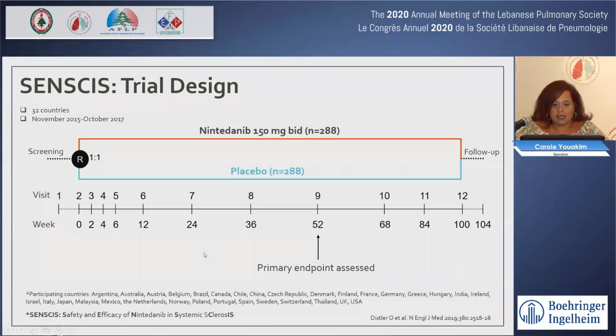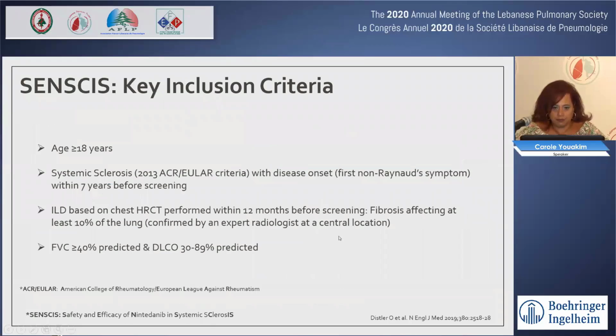The SENSCIS trial was a randomized, double-blind, placebo-controlled parallel group study conducted in 32 countries. After a screening period of 12 weeks or less, patients were randomized to treatment with either nintedanib 150 milligrams twice daily or placebo. The primary endpoint was assessed at week 52.